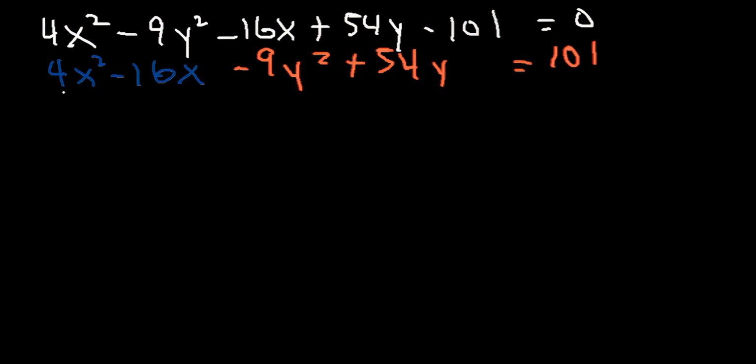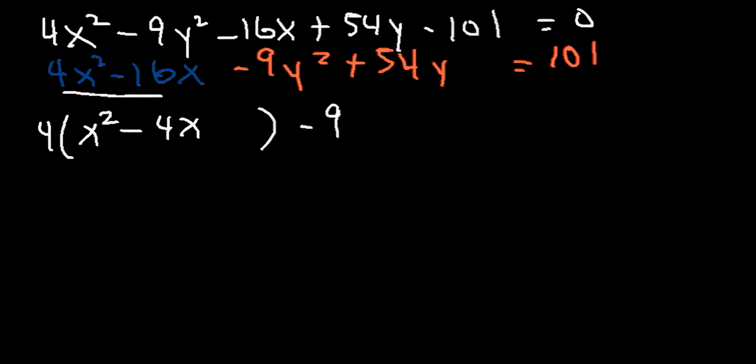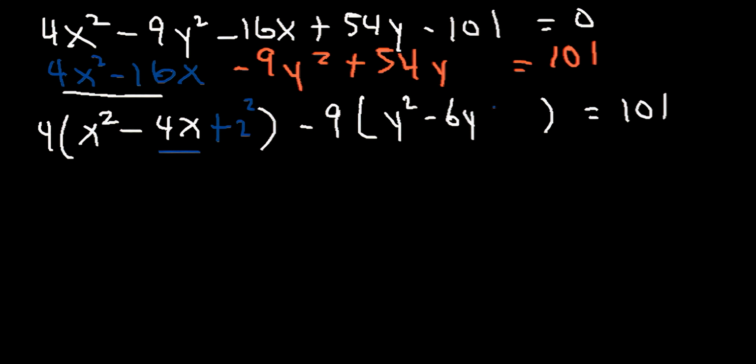So now let's factor out a 4. So 4x squared divided by 4 is x squared. Negative 16x divided by 4 is negative 4x. Leave a space. Next, let's factor out negative 9. 54 divided by negative 9 is negative 6. And now let's complete the square. Half of 4 is 2, so let's add 2 squared. Half of 6 is 3, so we're going to add 3 squared.